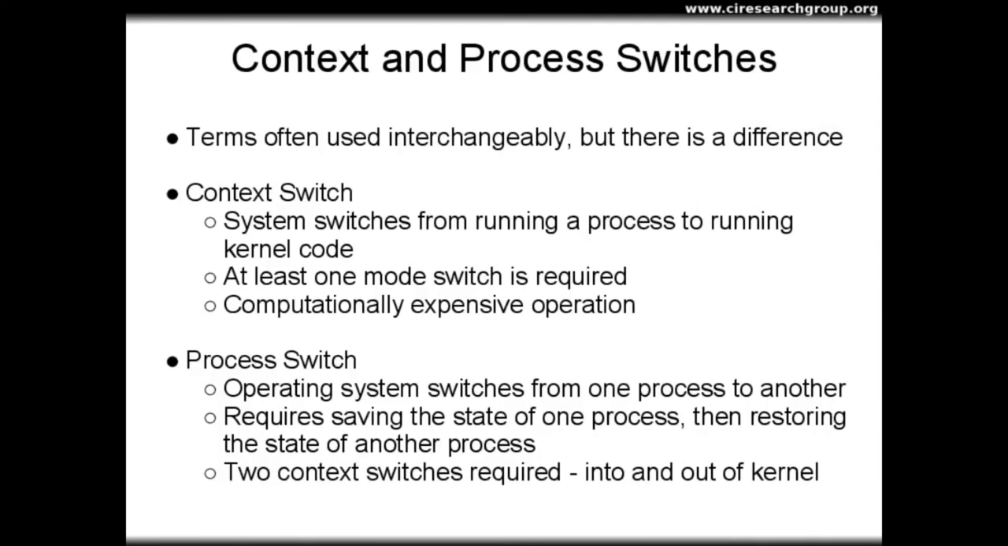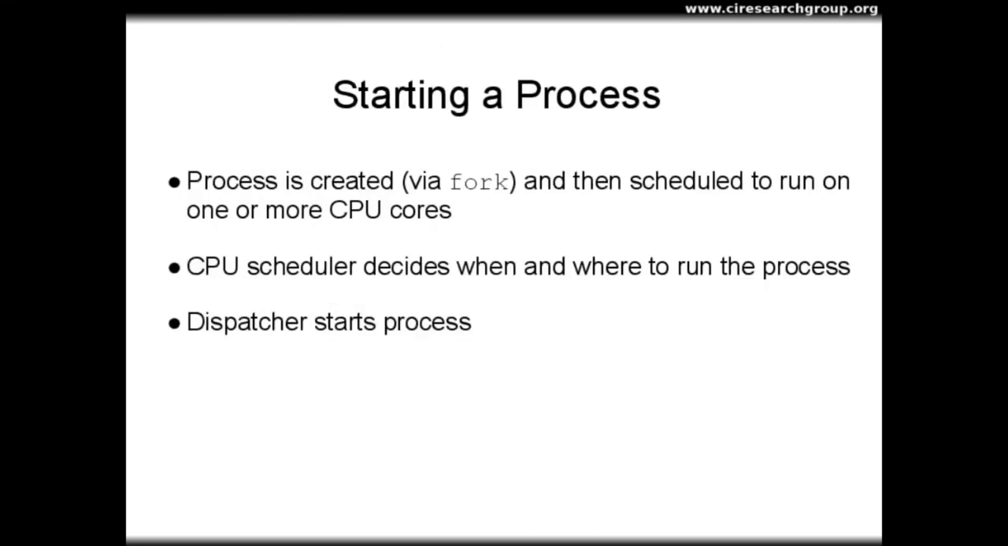Whenever the operating system needs to switch from one process to another, it must first make a context switch into the kernel. The kernel then saves the state of the previously running process and restores the state of the process to which it is switching. A second context switch is then required to start the newly restored process. On Unix systems, processes are created via the fork system call. Following creation, the CPU scheduler determines when and where the process will be run. Once a CPU core is selected, the dispatcher starts the process.